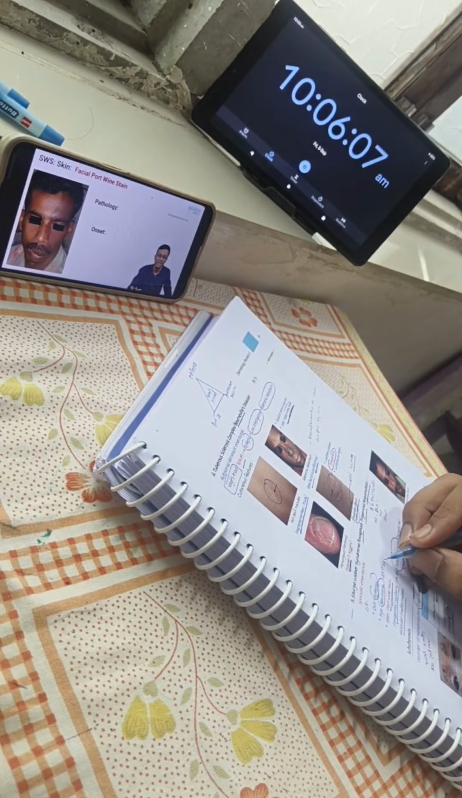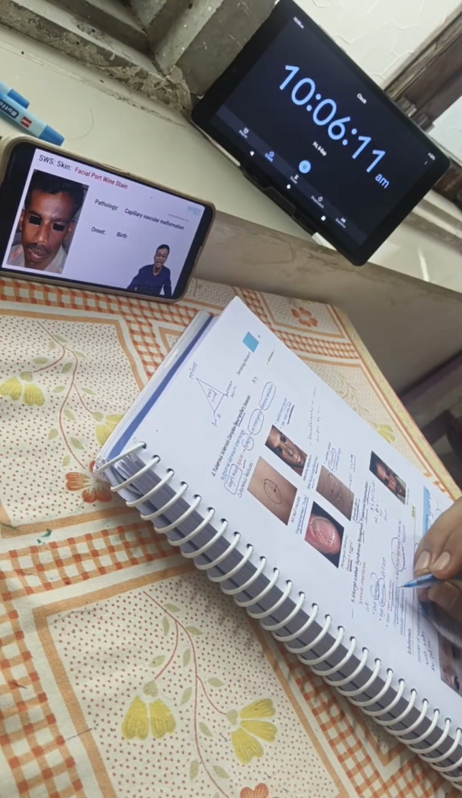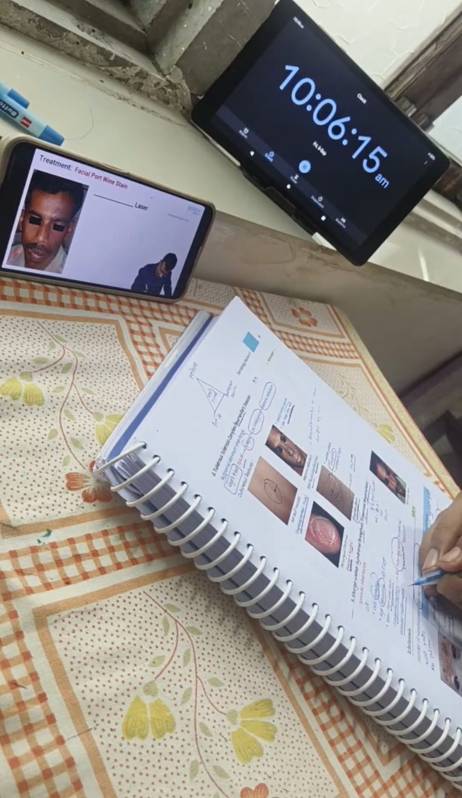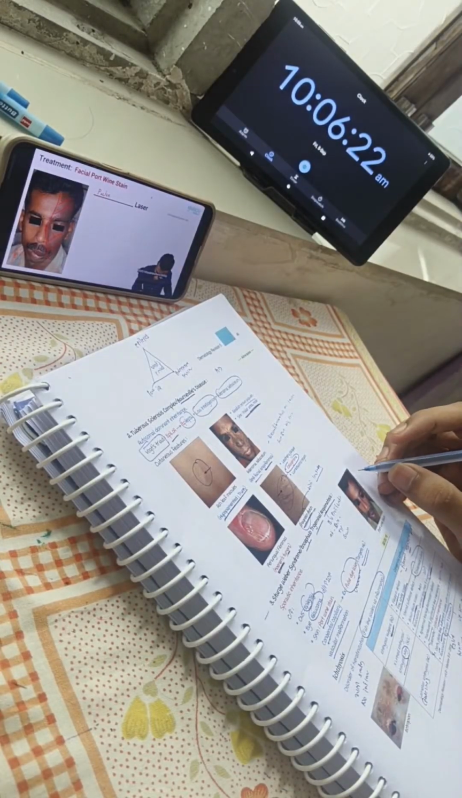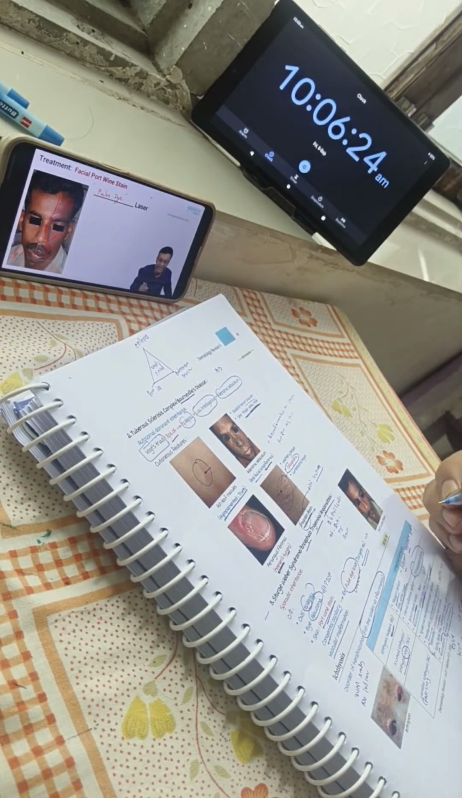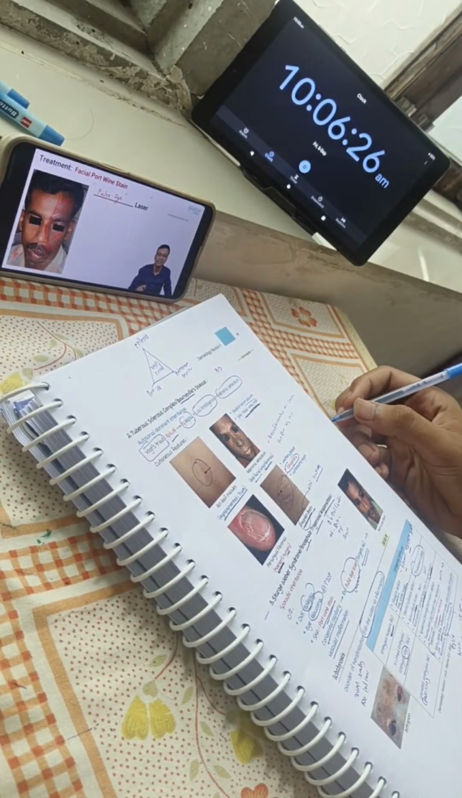Now, this port wine stain is pathologically a capillary vascular malformation. It usually starts at birth, and it is always permanent. It does not disappear. The treatment for this facial port wine stain, which you can see here, is going to be a very important laser called pulse dye laser, because this is one laser which targets the hemoglobin which is there in the blood vessels.